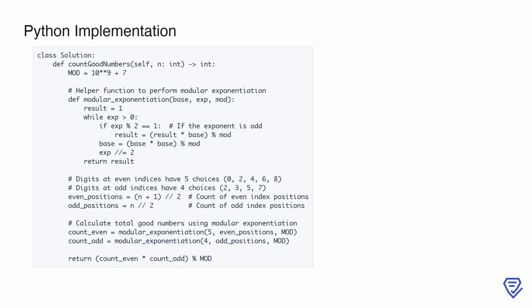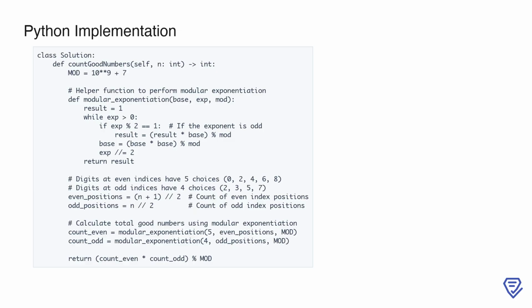First, we define a helper function, modular_exponentiation, to efficiently calculate base^exp % mod using the modular exponentiation technique. This function reduces the time complexity of exponentiation from exp to log exp by repeatedly squaring the base and halving the exponent, applying the modulo operation at each step. This is crucial since n can be as large as 10^15, making direct computation infeasible.